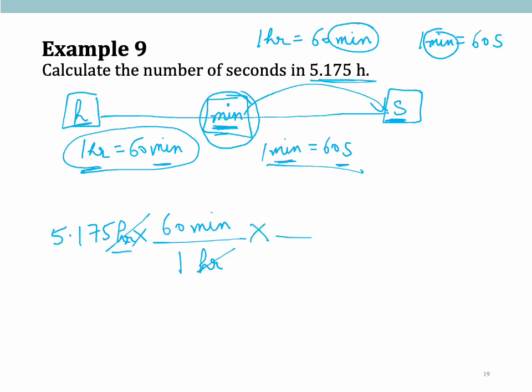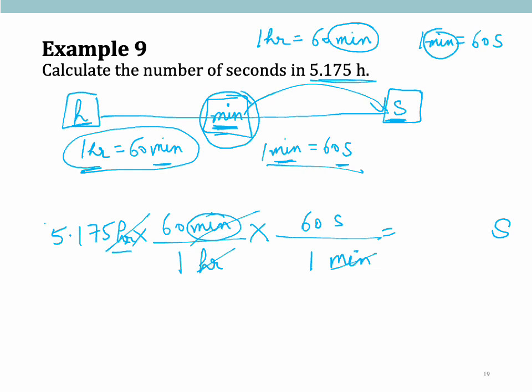So I'll multiply with another factor. This time my starting unit is minute, so my bottom denominator unit should be minute, which is what? 1 minute, 60 seconds. Minute, minute cancelled. Your final unit is seconds. So it would be 5.175 times 60 times 60 divided by 1. 1 does not matter. So that would give you your final answer.